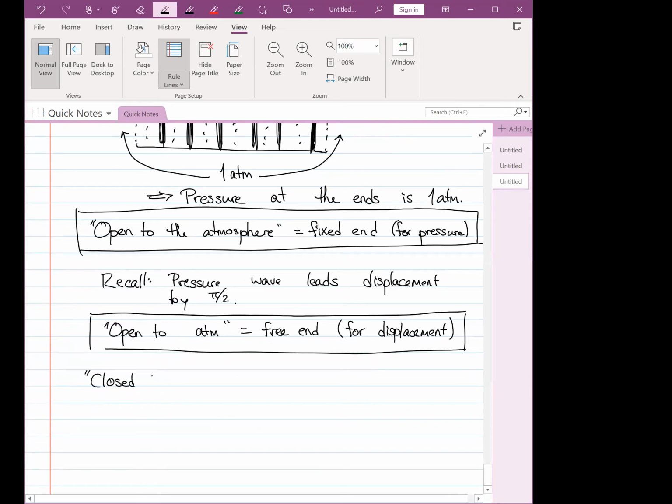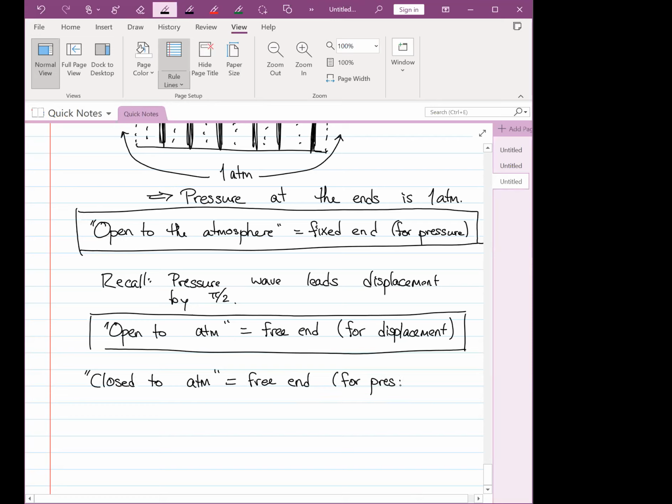Now, similarly, we can look at the case where it's closed to the atmosphere. Our pipe is closed. Well, when it's closed to the atmosphere, the pressure can be whatever it wants to be on the end. It's not restricted by the atmospheric pressure outside. So it'll get to the end, and then it won't have anywhere to go. So the trailing end will just build up the pressure, increasing the pressure, and then it'll bounce off because it'll expand back in the other direction. So this would be more akin to a free end, and this is for pressure.